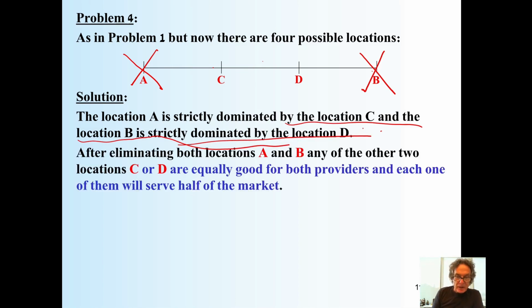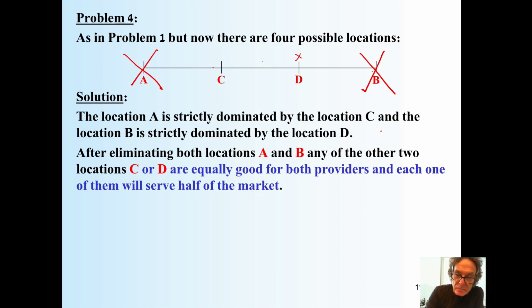Great. So we eliminate. After eliminating both locations A and B, the other two locations, C and D, are equally good for both providers, and each one of them will serve half of the market. Let's say that both of us are here, we split the market. Both of us here, same location, we split the market.